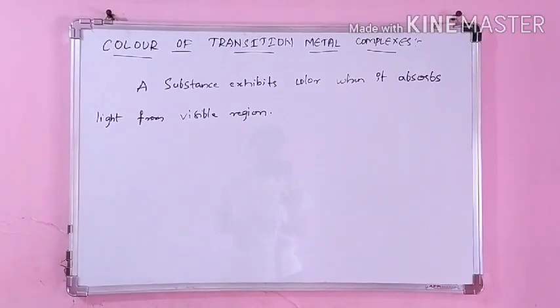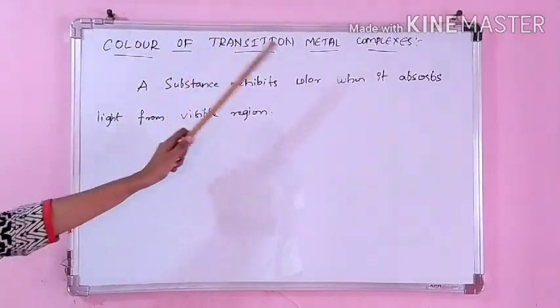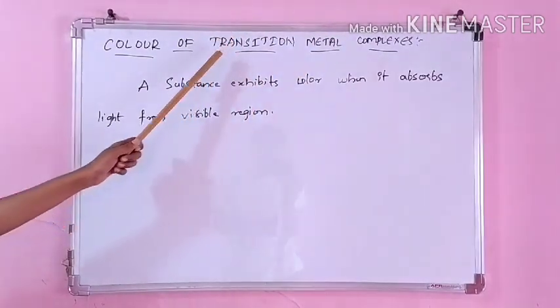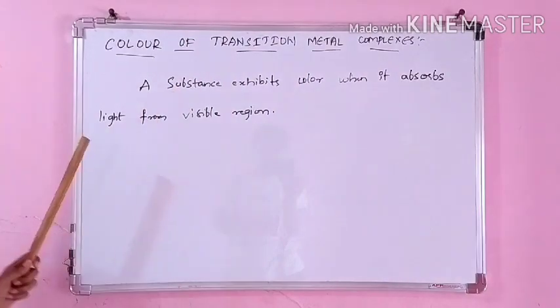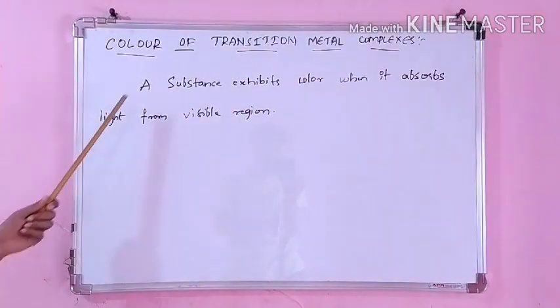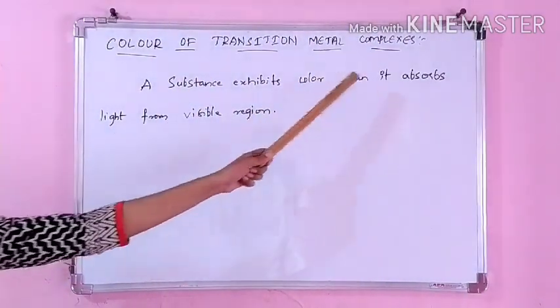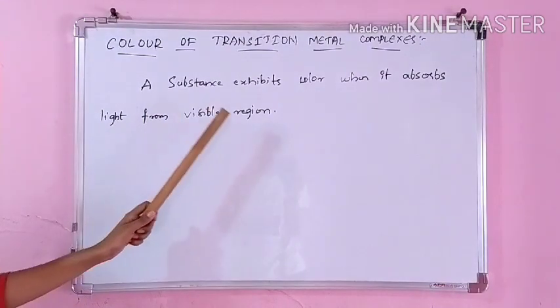Welcome to my classes. Today we will be dealing with the color of transition metal complexes. So we will understand the reason for the color of transition metal complexes. Here I have written one line. What is that? A substance exhibits color when it absorbs light from the visible region.